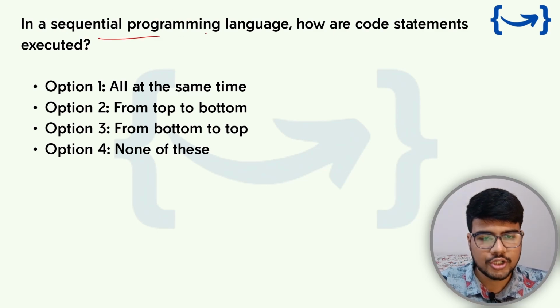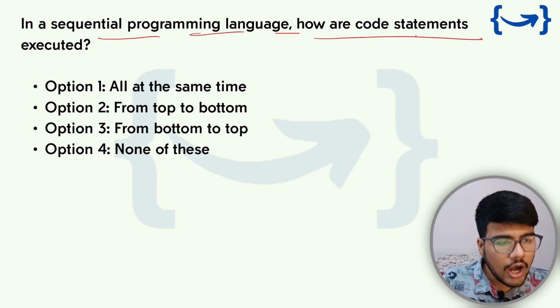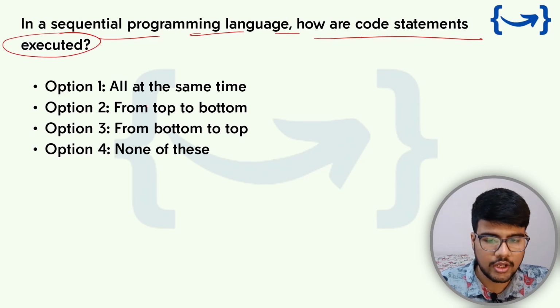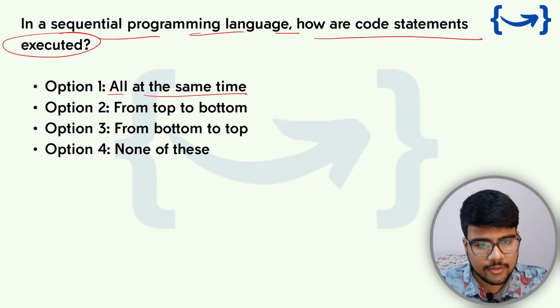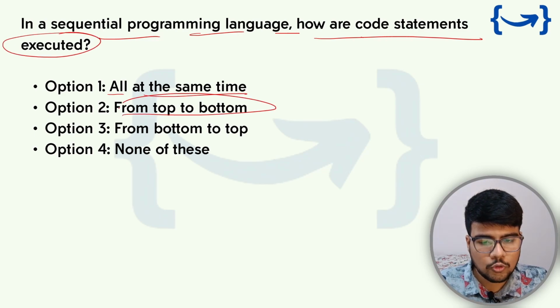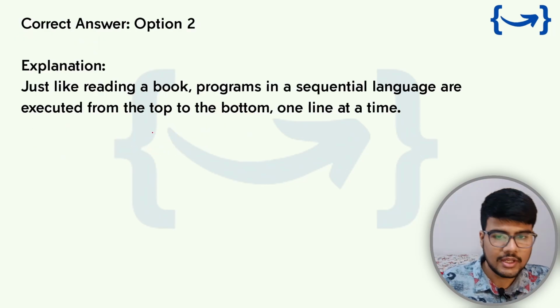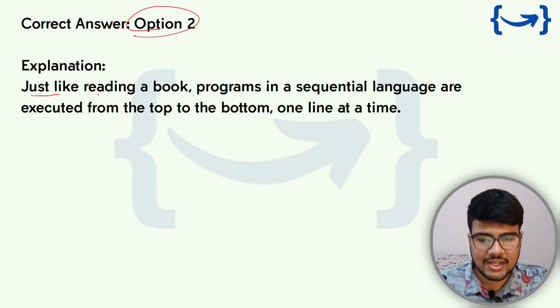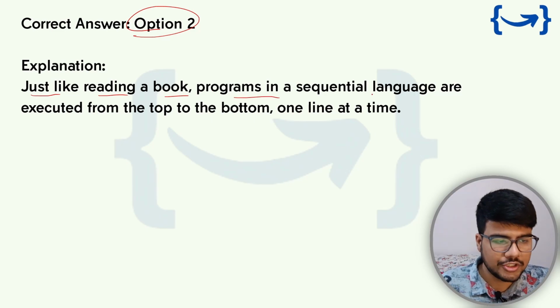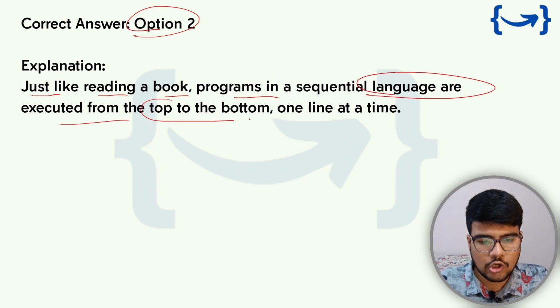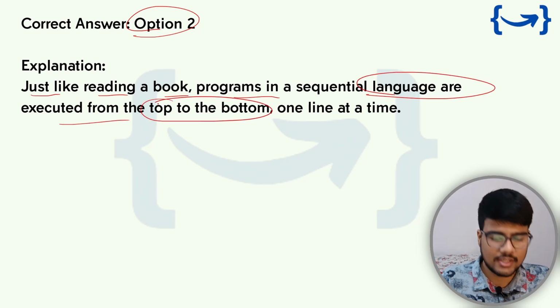So in a sequential programming language, how are code statements executed? All at the same time? Sequential. Okay, from top to bottom, from bottom to top. In a sequence, so it would be top to bottom. Yes, option 2. Just like reading a book, programs in a sequential language are executed from top to bottom. Makes sense.